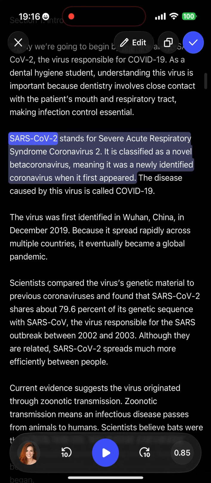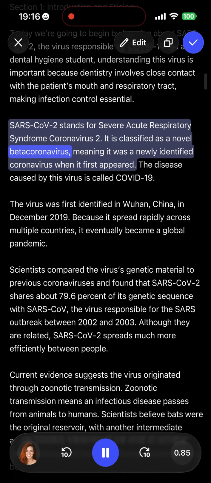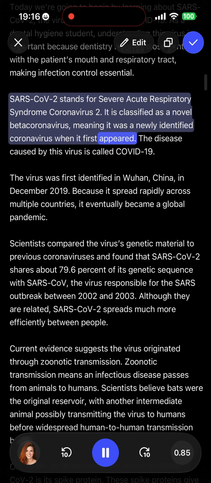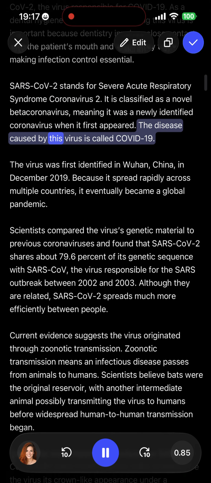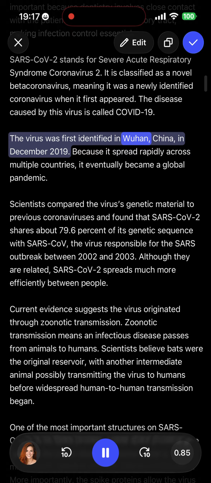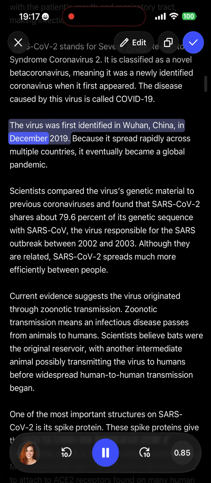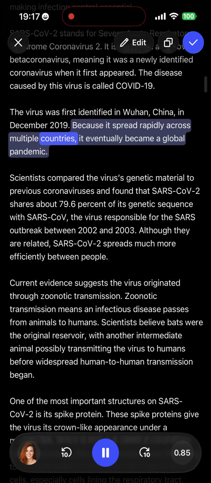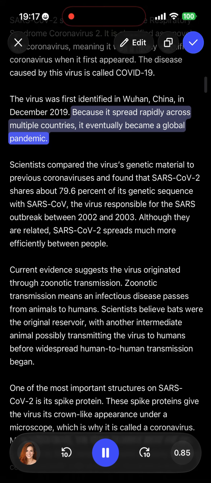SARS-CoV-2 stands for Severe Acute Respiratory Syndrome Coronavirus 2. It is classified as a novel beta coronavirus, meaning it was a newly identified coronavirus when it first appeared. The disease caused by this virus is called COVID-19. The virus was first identified in Wuhan, China in December 2019. Because it spread rapidly across multiple countries, it eventually became a global pandemic.